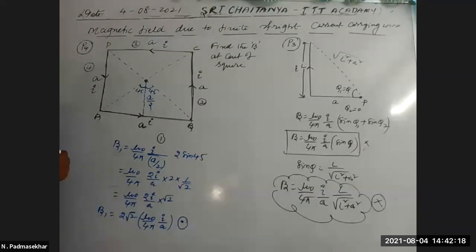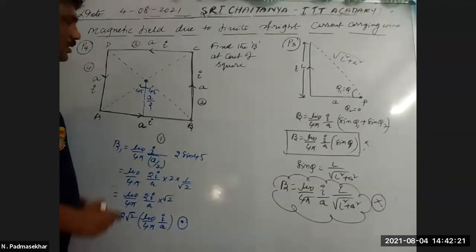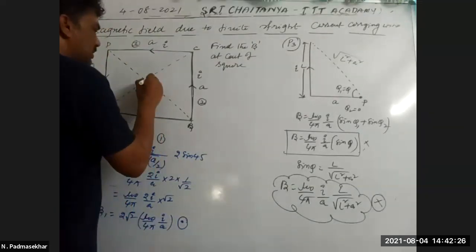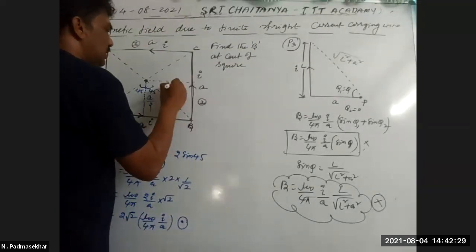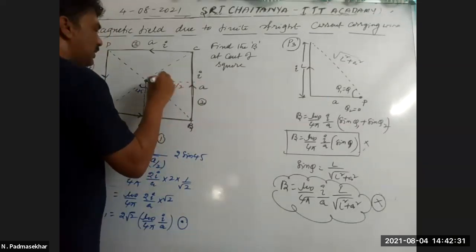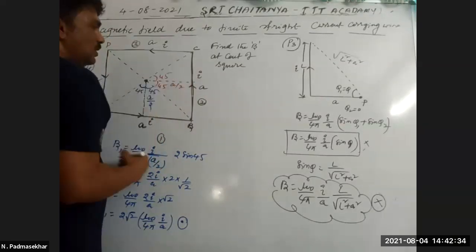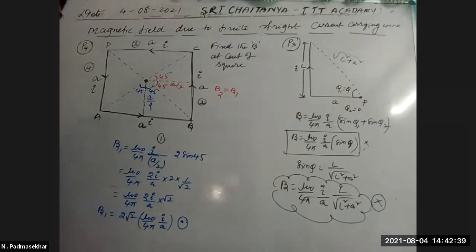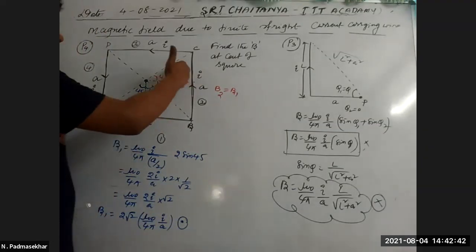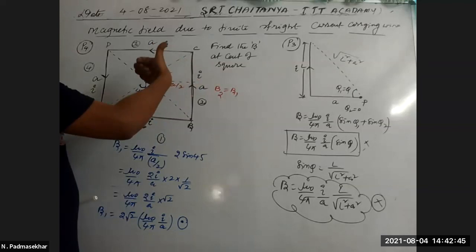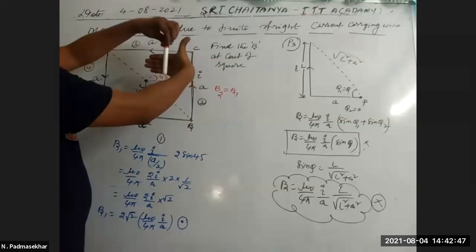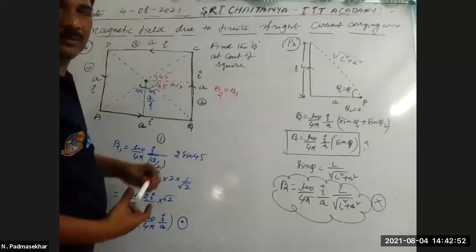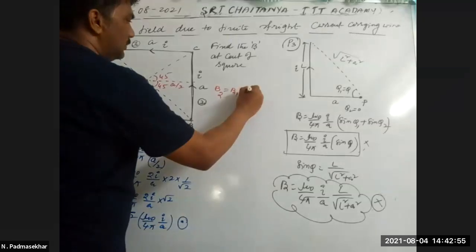Let us see. So taking the second conductor, if you observe carefully, this is A by 2 and it is 45. This is 45. So B2 is also equal to B1, the same. And the direction also, what is the direction? Direction is also out.